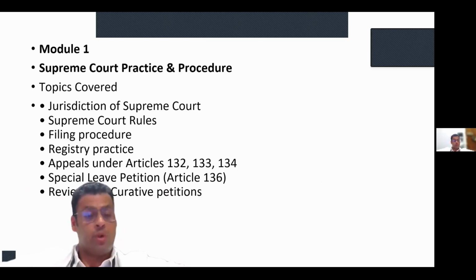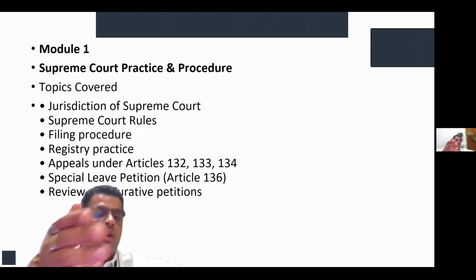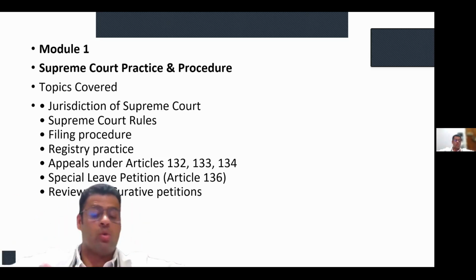Module one comprises Supreme Court rules, Supreme Court practice and procedure. Topics covered are jurisdiction of the Supreme Court, rules, filing procedure, registry practice, appeals under Articles 132, 133, 134, special leave petition under Article 136, review and curative petition. As you might have 1 year of training under a senior, you might be aware of all this, your Supreme Court rules and your registry process.